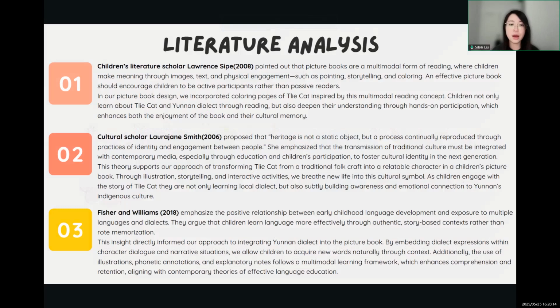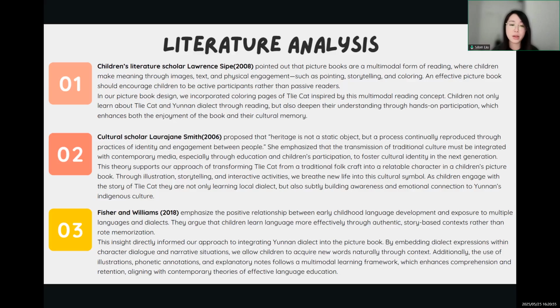Next, the cultural scholar Laura Jane Smith in 2006 proposed that heritage is not a static object, but a process continually reproduced through practices of identity and engagement between people. So this theory supports our approach of transforming Talcat from a traditional folk craft into a relatable character in a children's picture book.